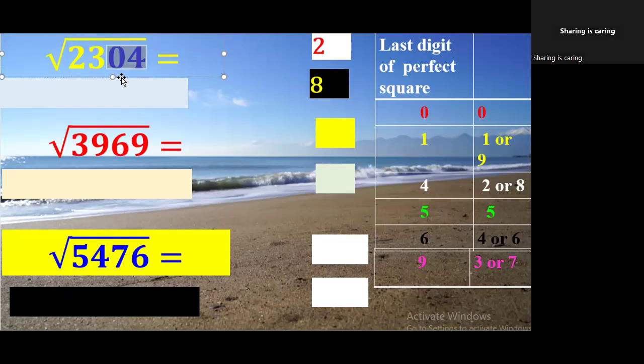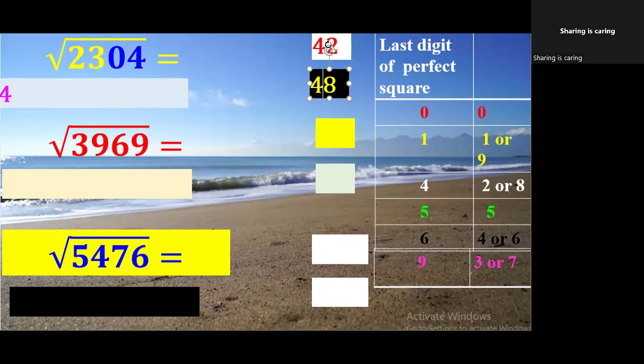Then I will cancel the last 2 digits. Now I need to find a perfect square which is closest to 23 but less than 23. Keep in mind, guys, the perfect square closest to 23 but less than 23. 4 times 4 is 16, but 5 times 5 is 25, which is greater than 23. So that is the number. Now the first digit is 4, so the number can be either 42 or 48.